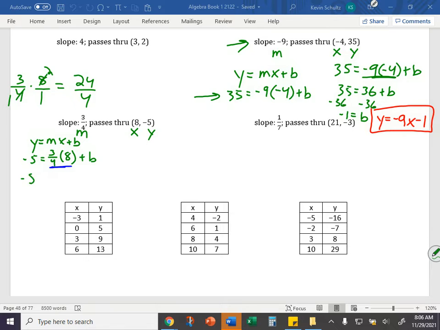Okay? But it's that fraction that tends to throw people off. But there are several ways. I think, yeah, calculator, that'll work too.